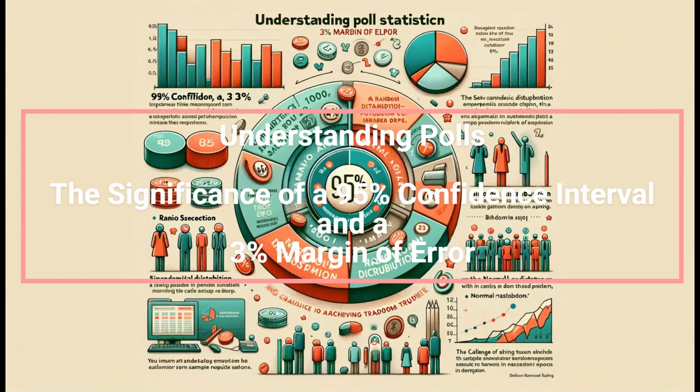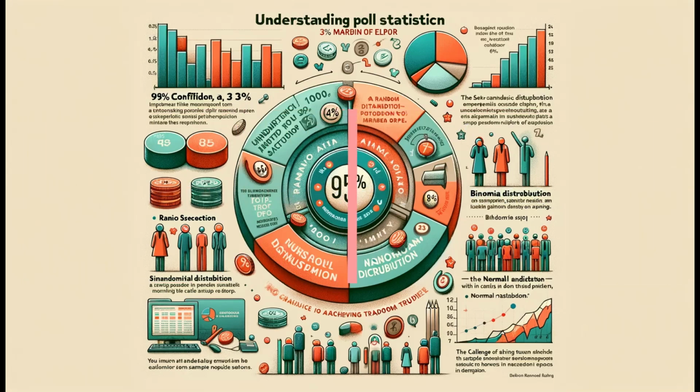Understanding polls, the significance of a 95% confidence interval and a 3% margin of error. Whenever we see poll results, whether it's in support or opposition to a certain issue or candidate, the results are often accompanied by a phrase that goes like this: with a 95% confidence level and a 3% margin of error.